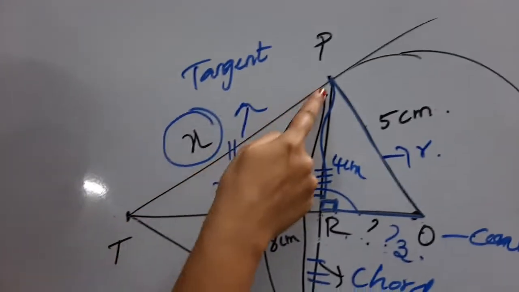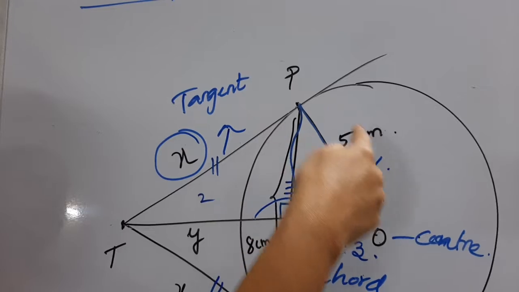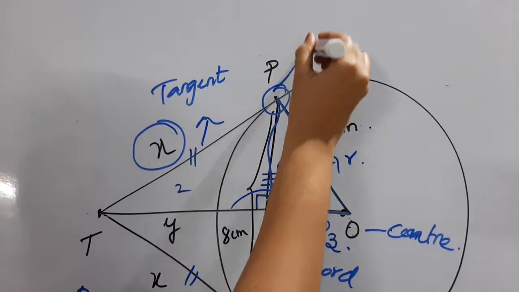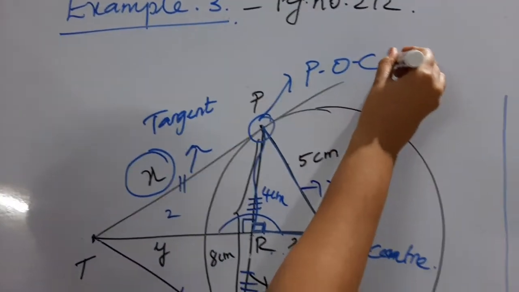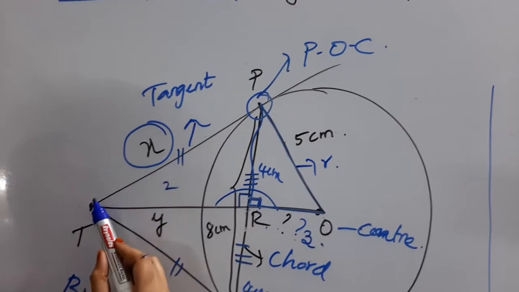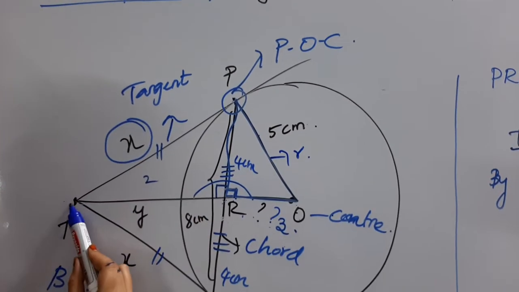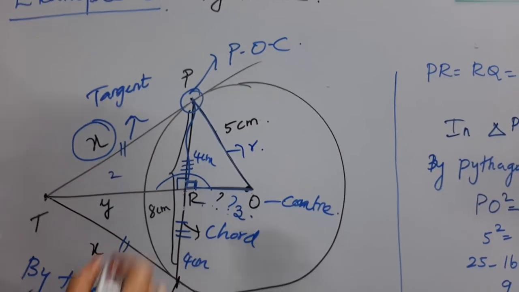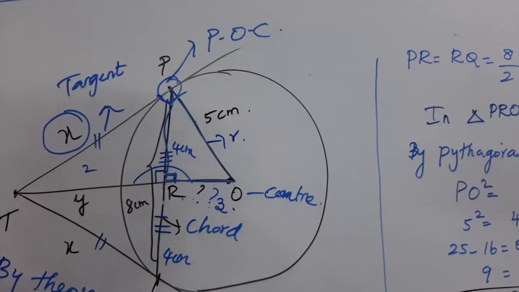Tell me what is PT? Tangent, right? What is OP? Radius. Then what about the point P? This is point of contact. Consider the bigger triangle now. TPO. The bigger triangle TPO we are considering now. Same here also it is 90 degree, applying Pythagoras theorem.